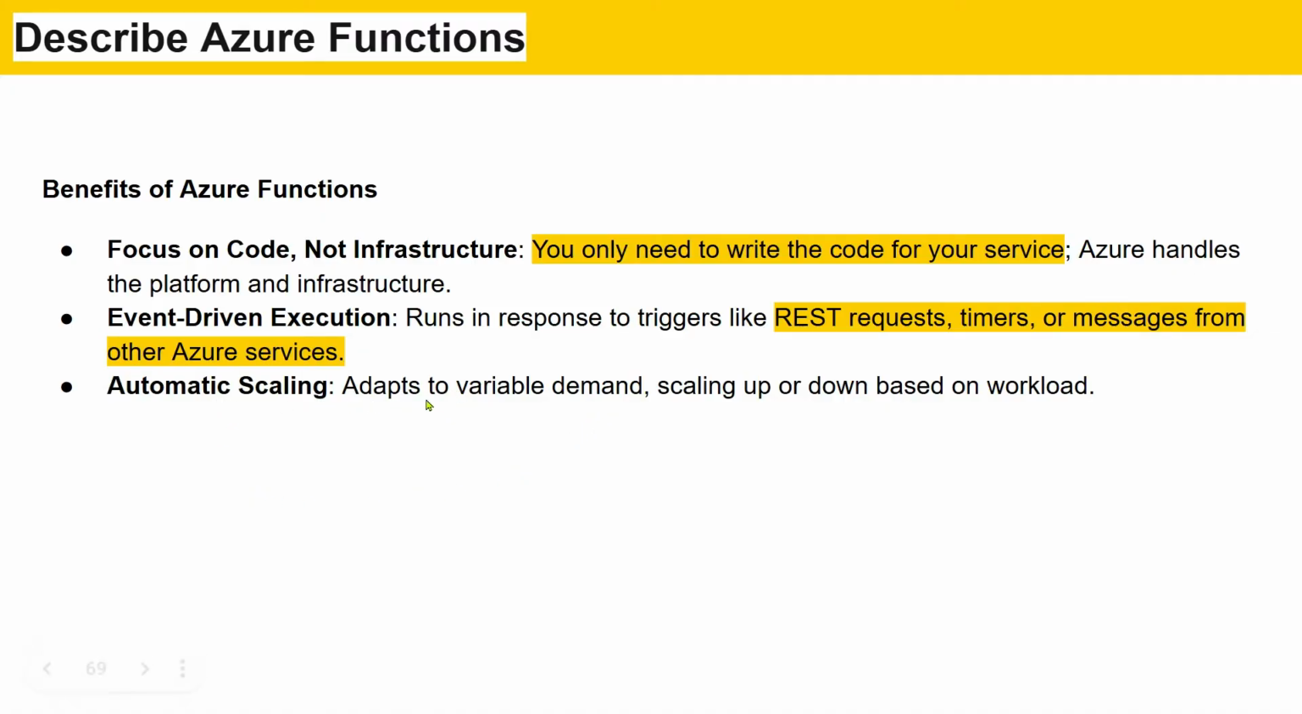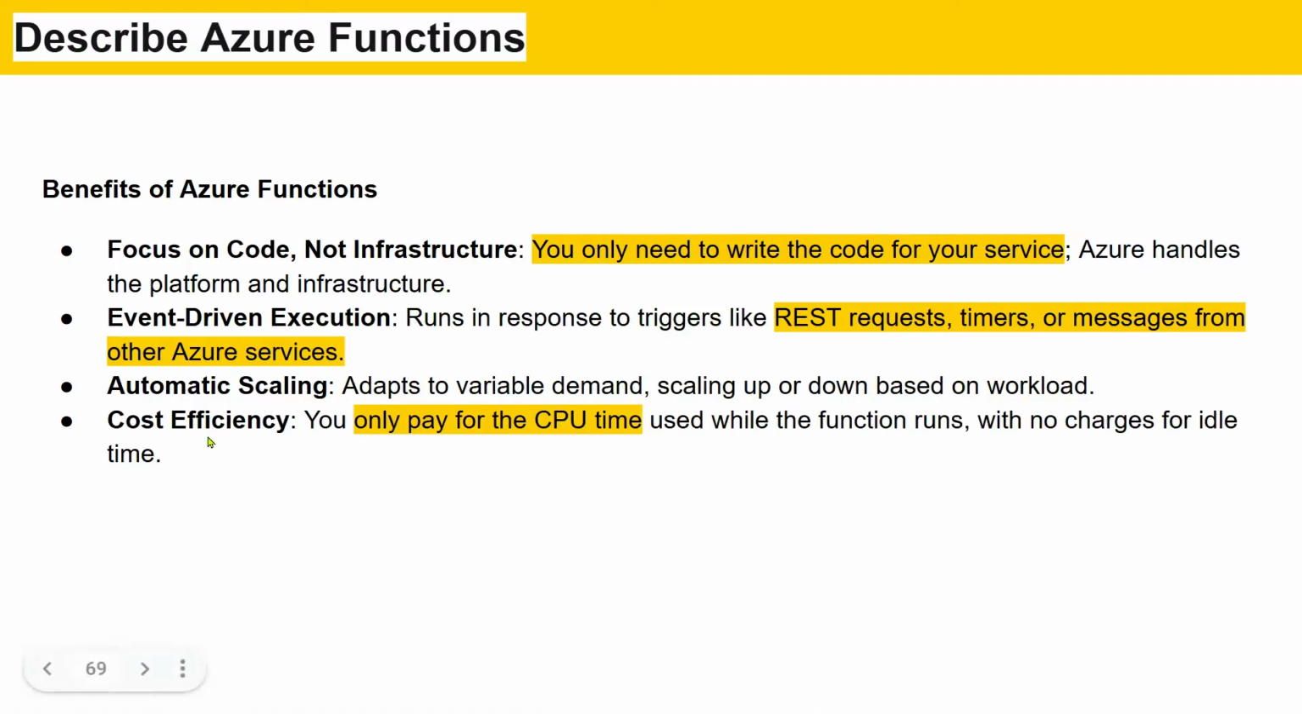Automatic scaling adapts to variable demand, scaling up and down based on workload. Okay. Cost efficiency. Now the important part is here. You only pay for the CPU time used while the function runs. For example, if the function runs for an hour, you pay for that 1 hour with no charges for idle time. Getting it?